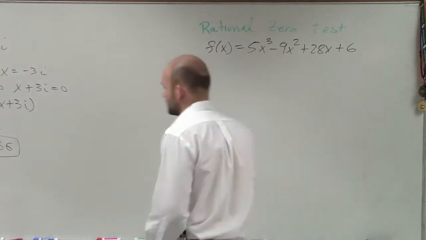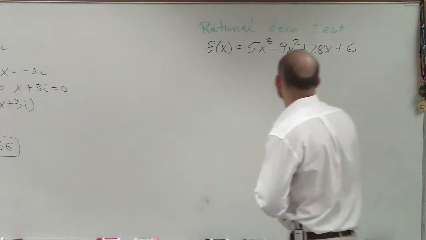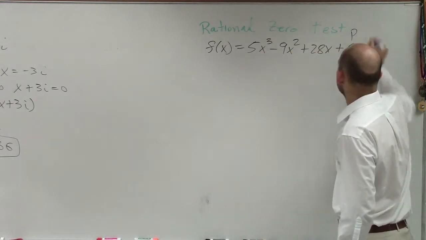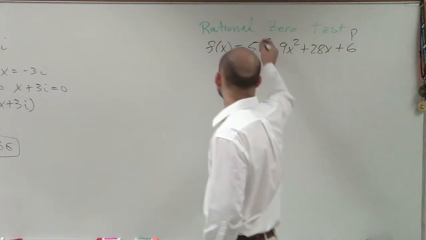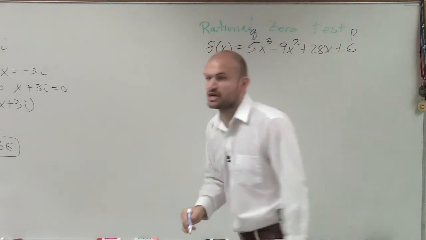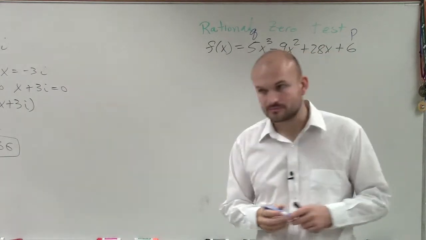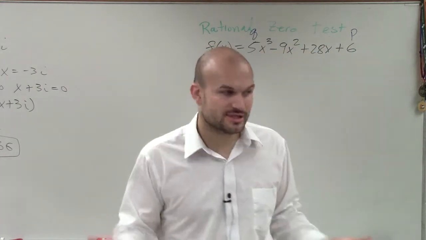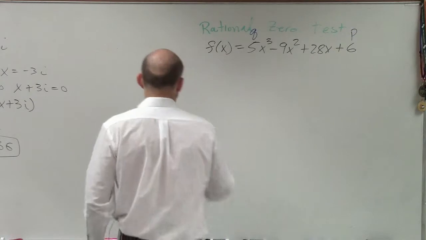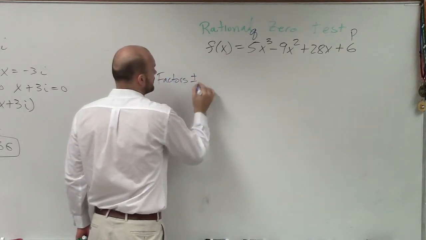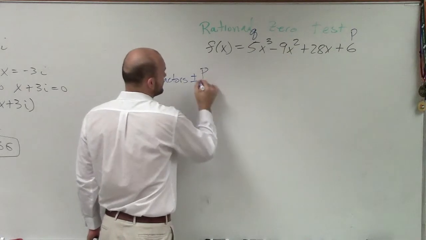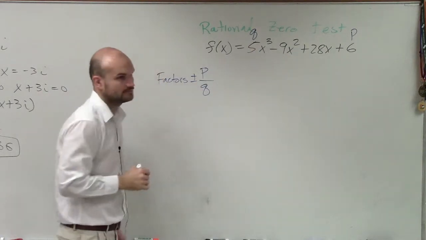So when dealing with the rational zeros, there's two parts that we're interested in. One is our p, which is the constant of our polynomial. And then we have our q, which is our leading coefficient. All right? So all the rational zero test pretty much tells us to do is to take the factors of plus or minus of p over q.